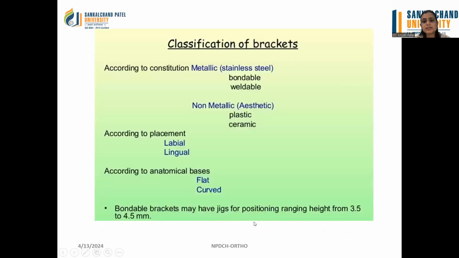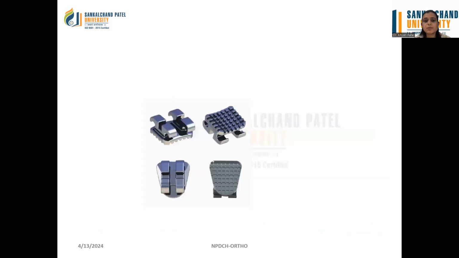Now, if we see the classification of brackets by constitution, there are metallic brackets, either bondable or weldable, and non-metallic, which are plastic and ceramic. According to placement, labial brackets and lingual brackets are both available. According to the anatomical basis, flat and curved brackets are available. So these are the classifications of the bracket.